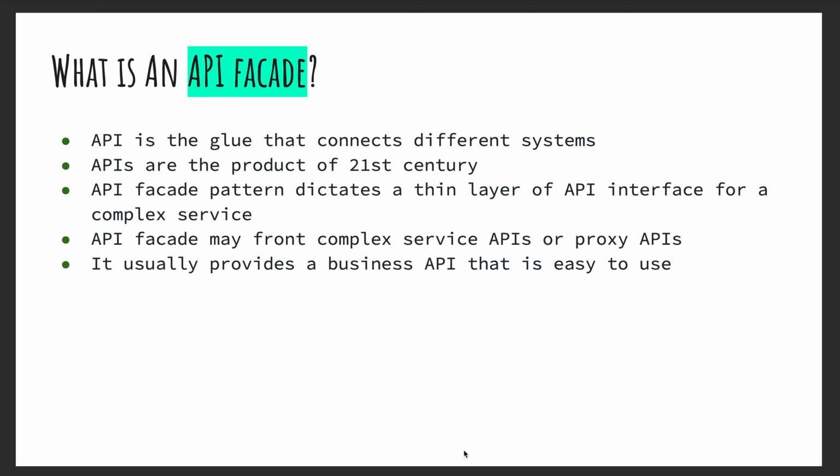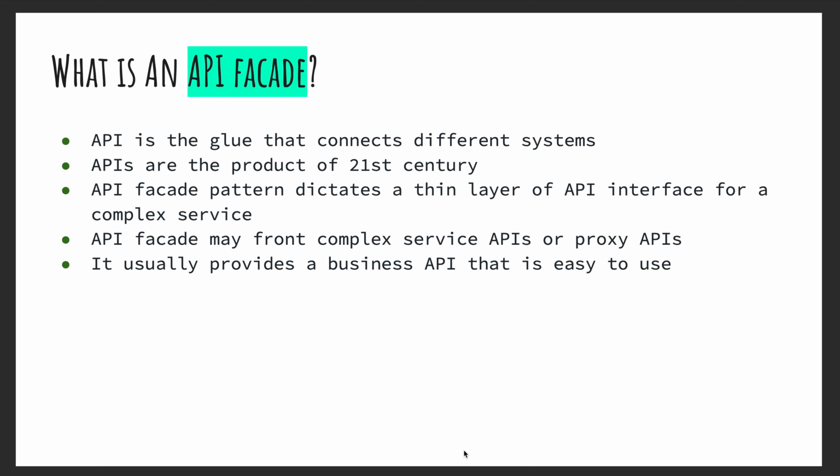What is an API facade? API, as I mentioned previously, is an interprocess communication methodology to make different systems communicate. So APIs are the glue that connects different systems. And you would agree with me that APIs have already become the product of 21st century. That's because that's the way that different systems communicate, different systems expose the important data and so forth.